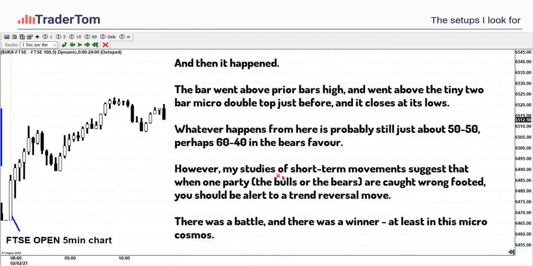So whatever happens from here is probably still 50-50, perhaps 60-40 in the bear's favor. However, my studies of short-term movements suggest that when one party, the bulls or the bears, are caught wrong-footed, you should be alert to a trend reversal move. There was a battle here. This was the opportunity for the bulls to take us to new highs, and there was a winner, at least in a microcosmos.